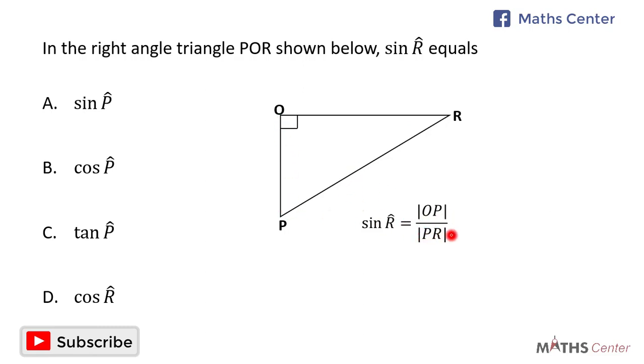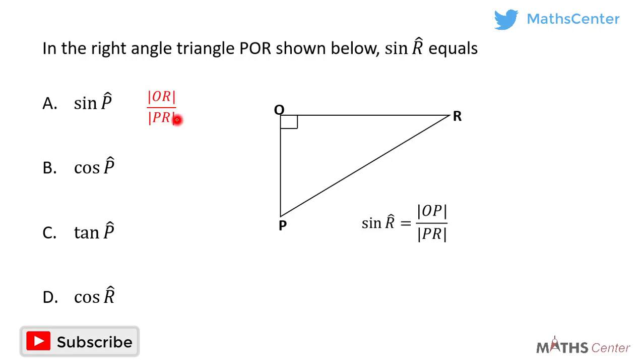Now, let's find the same for all the options here. Let's consider the first one, which is sine P. If we consider the angle P, OR is opposite to P. PR is still the hypotenuse. We know that sine is equal to opposite divided by hypotenuse. So sine P will be equal to the opposite, which is OR, divided by the hypotenuse, which is PR.